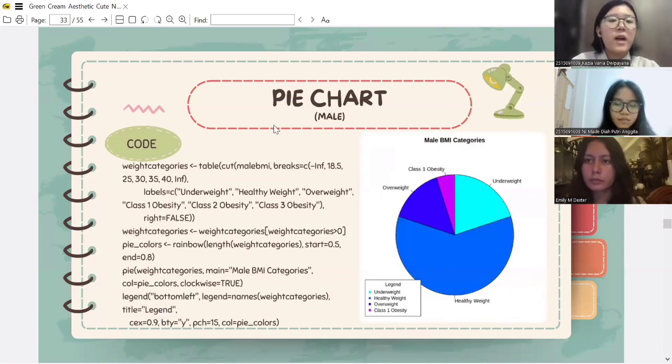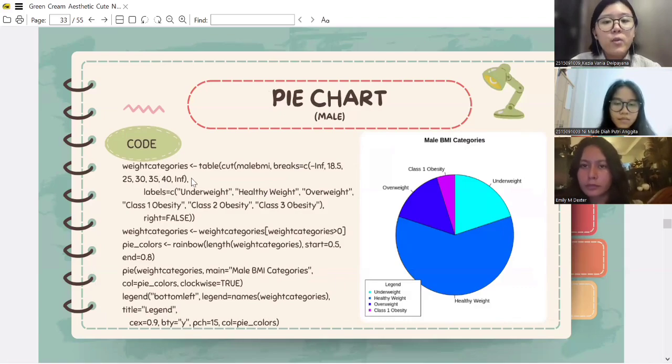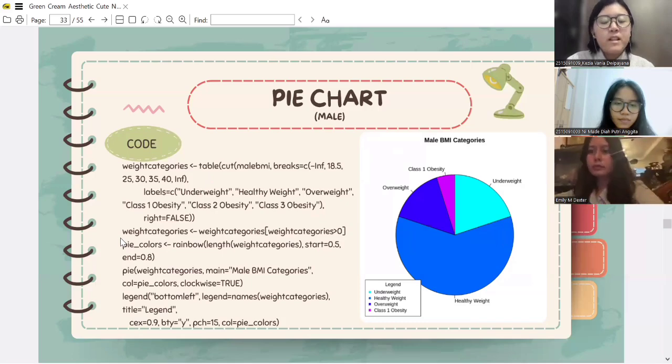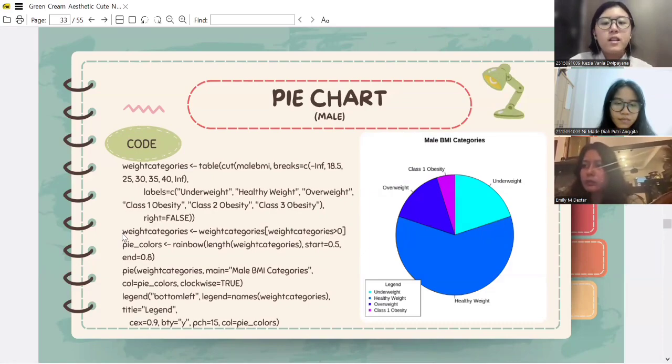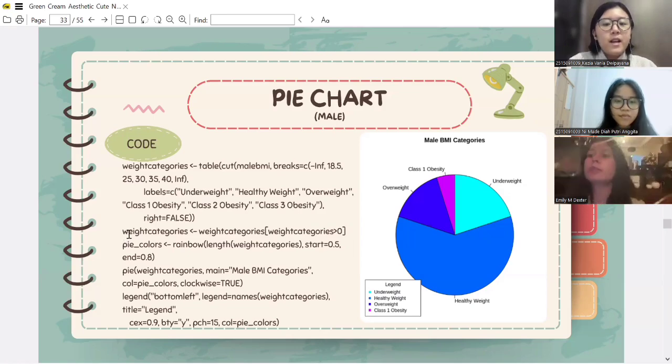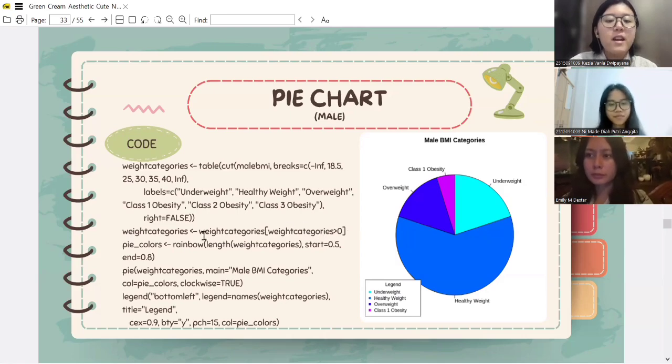Now we will move on to the pie chart for the male one, and here we need to prepare weight categories like in the bar plot male BMI code. But now there's this line. What is the use of this line? So you see, some BMI categories may have 0 individuals. And as we have seen in the previous bar plot, class 2 and class 3 obesity are absent. So pie charts should not include zero-sized slices because they cause overlapping labels and cluttered visuals. So this line keeps only categories that actually appear in the data.